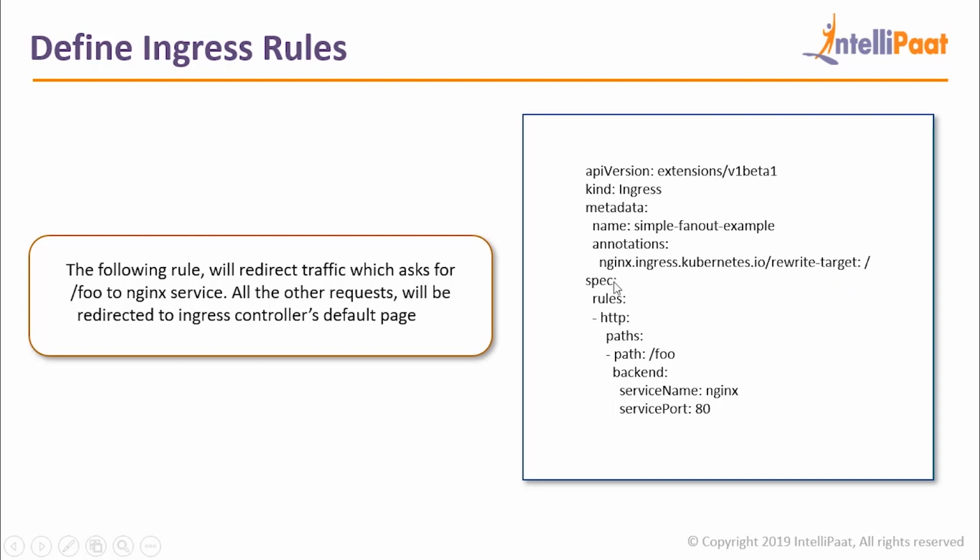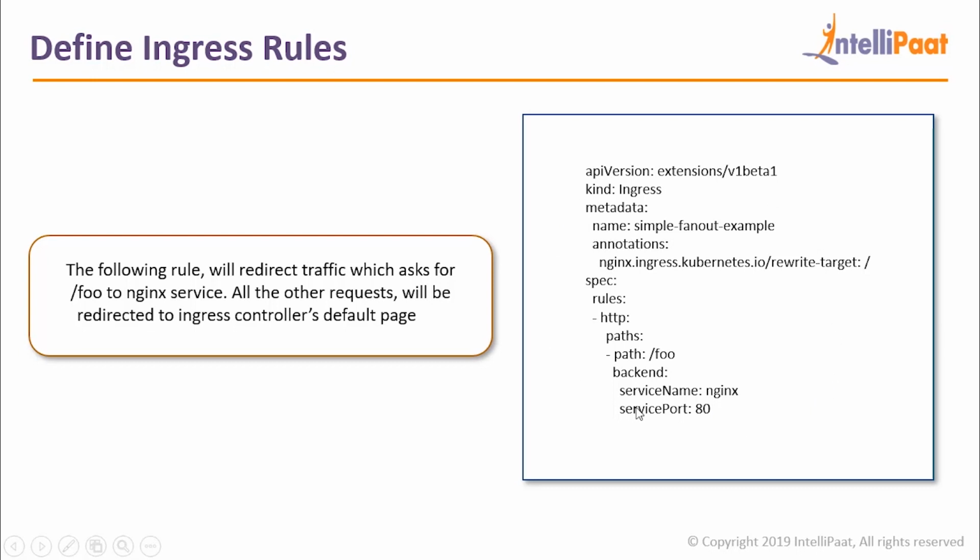Then we talk about the specification. What specification will this ingress rule have? In specification, we define rules. The first rule that we define is for the HTTP connection. And the path says if the path is /foo, then in the backend, it should reach this particular nginx service, which is available on this particular port, which is port 80. This is a similar kind of thing that we are going to do now.